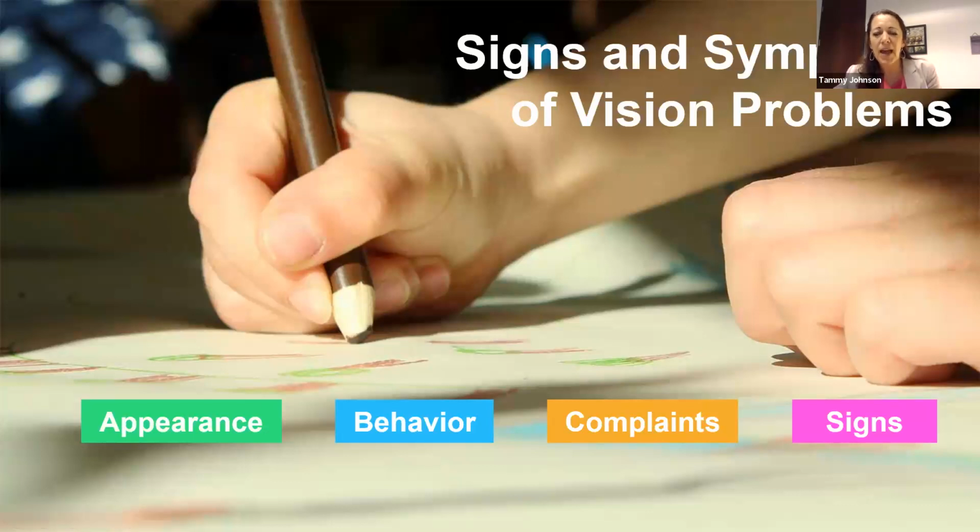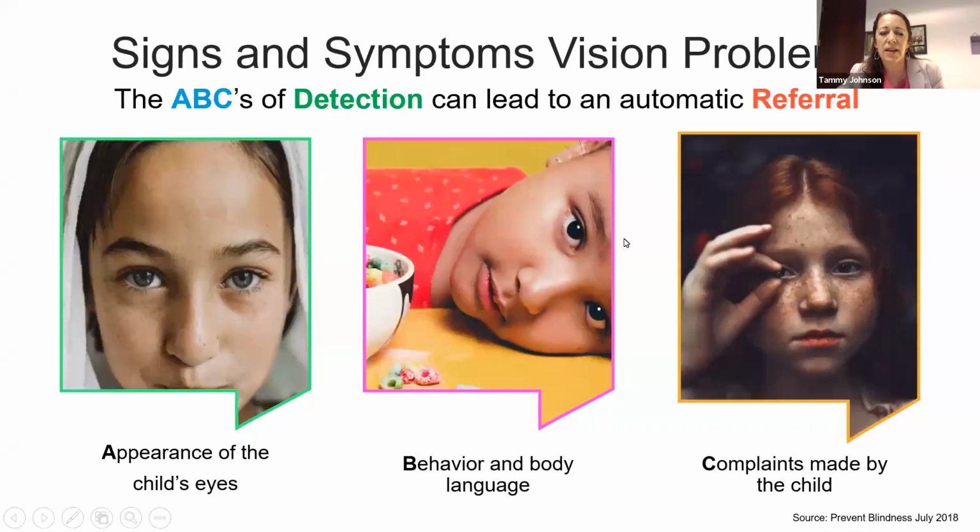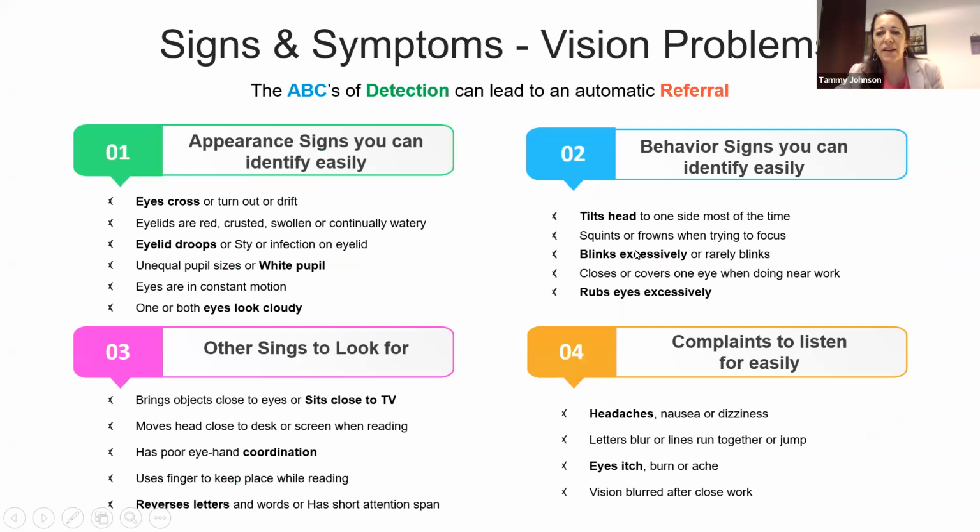So beyond the screening charts and the instrument-based vision screeners, there are other things, just as teachers, that you guys can look at and decide if a child is having a problem or might need a referral. And that's simply the child's appearance, their behavior, complaints they might have, or of course, just general signs. So we call this the ABCs, appearance, behavior, complaints. And this is kind of an excessive list of things you could look for.